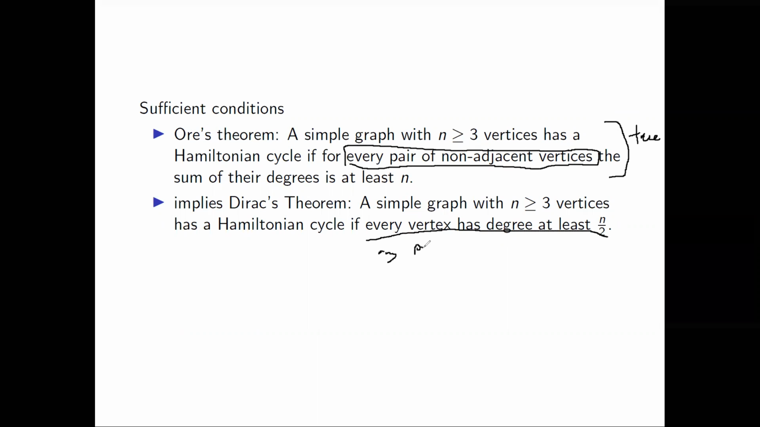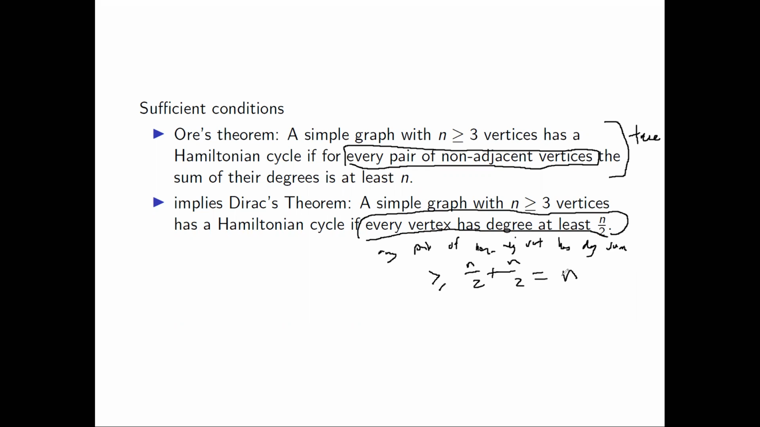So any pair of non-adjacent vertices has degree sum greater than or equal to, by definition, n over 2 plus n over 2, because all of the vertices in this graph down here have degree at least n over 2. So n over 2 plus n over 2, we get n. So we can see any pair of non-adjacent vertices, their degree sum is going to be at least n. So the graph down here satisfies the condition up here, and that means that it has a Hamiltonian cycle.